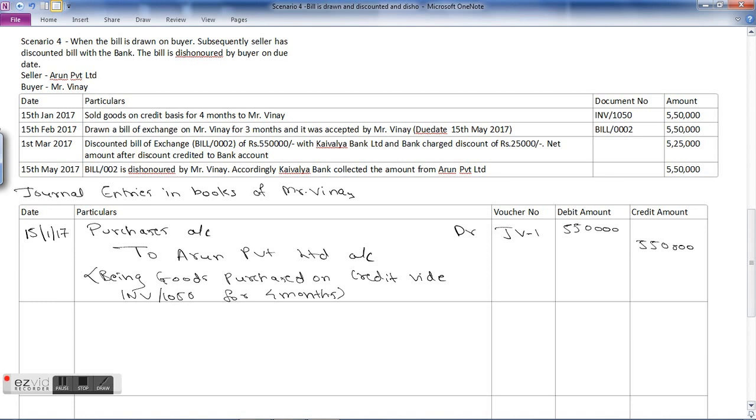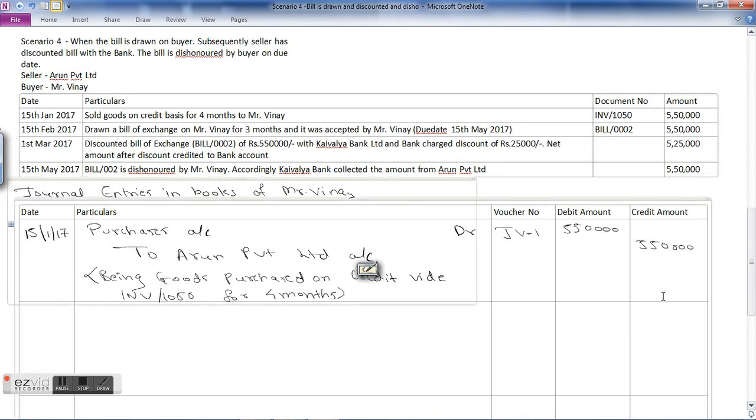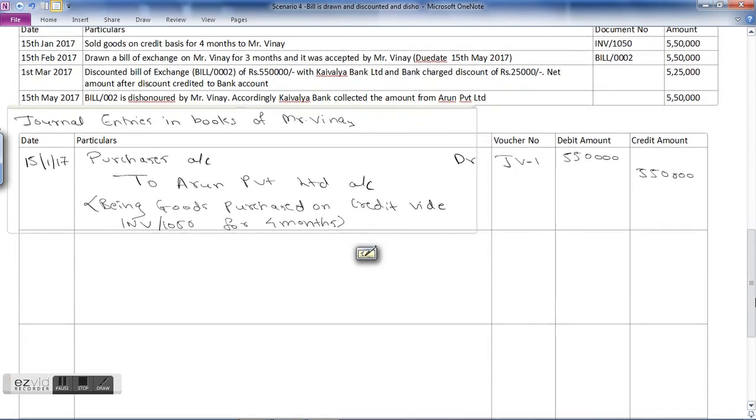Okay. Next is 15th Feb 2017. Drawn a bill of exchange on Mr. Vinay for 3 months and it was accepted by Mr. Vinay. So Arun Private Limited has drawn a bill on us and we have accepted it for the period of 3 months and the due date being 15th May 2017. Feb, March, April, May. Okay, 3 months. So March, April and May. Now on 15th Feb we will pass an entry of bills payable. So what has happened is one liability, that is our balance in the Arun Private Limited, creditor balance will get reduced and there will be a new liability that will be created, that is bills payable.